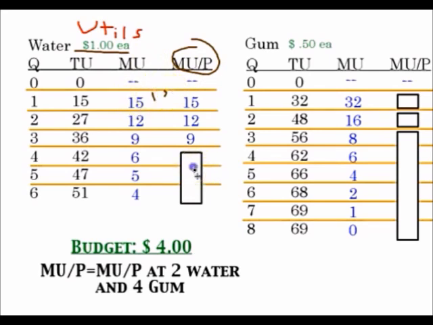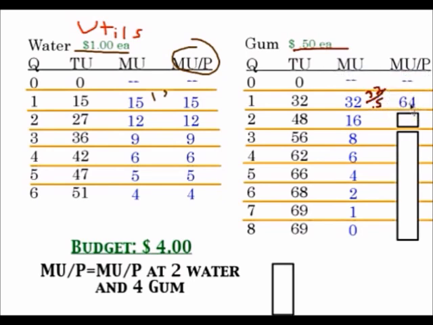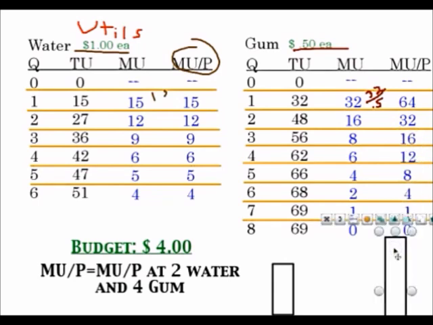And again, you can go through and calculate what's going on here. Over here with gum, same situation. You're going to take marginal utility of 32 and put it over the price of gum, which is 50 cents, 0.5. And you're going to calculate. When you do that, you get 64. 16 over 0.5 is 32. 8 over 0.5, 6 over 0.5, and so on. So you get your marginal utility over price.